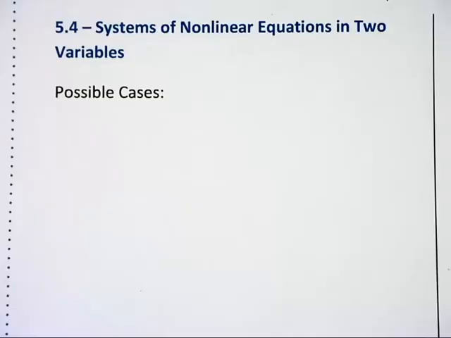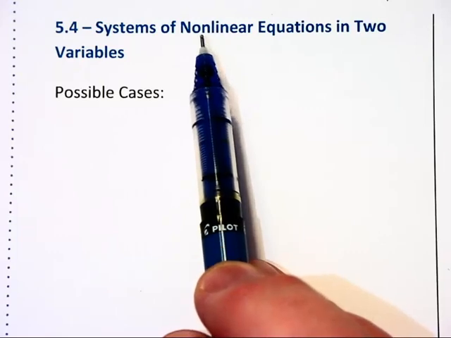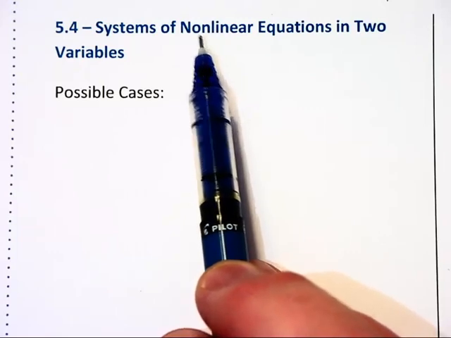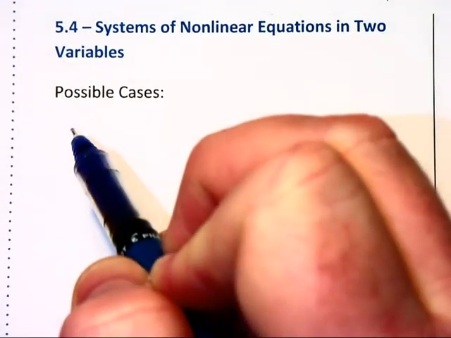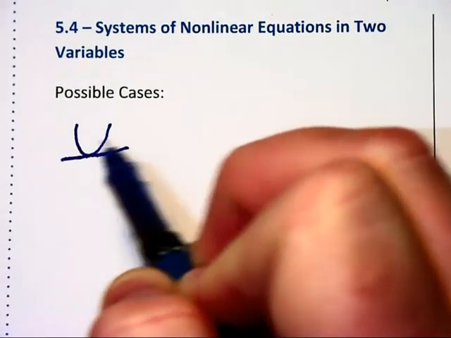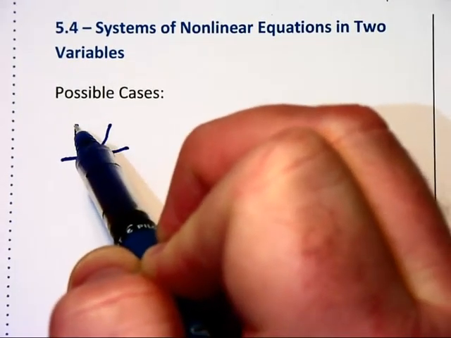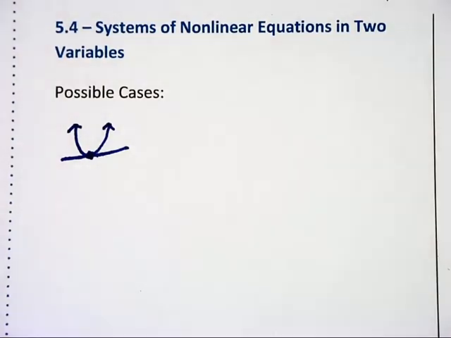You are used to solving systems of linear equations, but now we're going to be dealing with nonlinear equations, which give us many more possibilities than just two lines intersecting in one point. For example, let's say we have a parabola and a line here. They may just meet in one point only. There'd be one solution to that system.